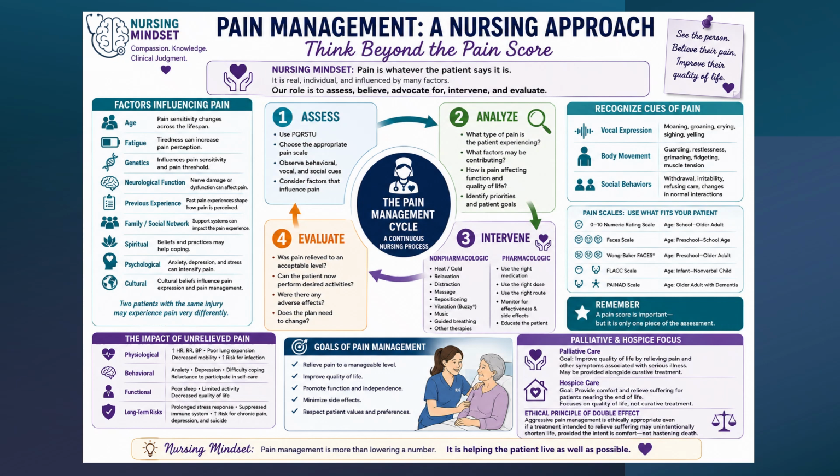So now we're going to analyze. Once you've gathered your assessment data, it's time to analyze what you're seeing. So ask yourself, what type of pain is this? Is it acute or chronic, nociceptive or neuropathic? Is there an underlying condition that explains the pain, or are additional assessments needed?